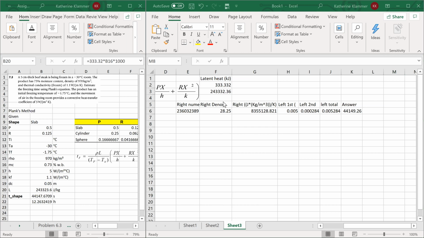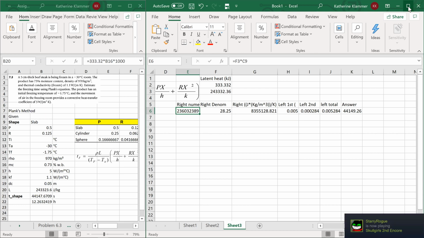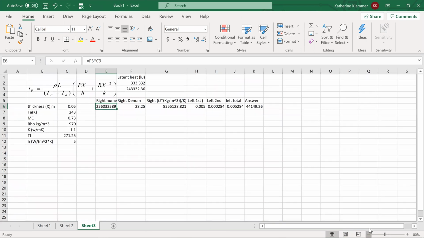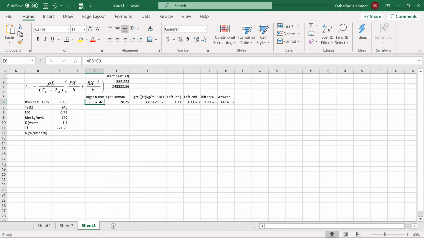The right numerator and denominator. Yep, so right numerator is this, and I'll make this bigger so that you can actually see it. I'll kind of zoom out a little bit. So the right numerator is just going to be this density times the latent heat. And then the right denominator is going to be the temperature of the frozen product minus the temperature of the air in the freezer.